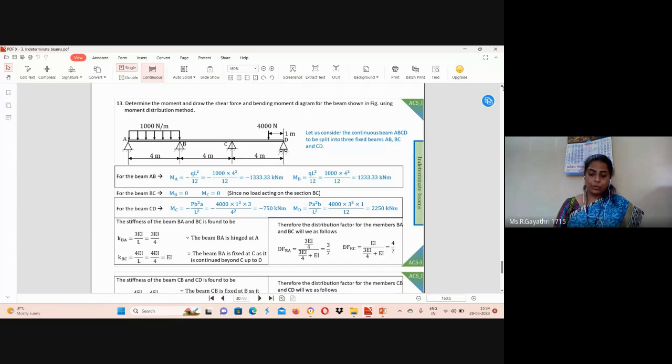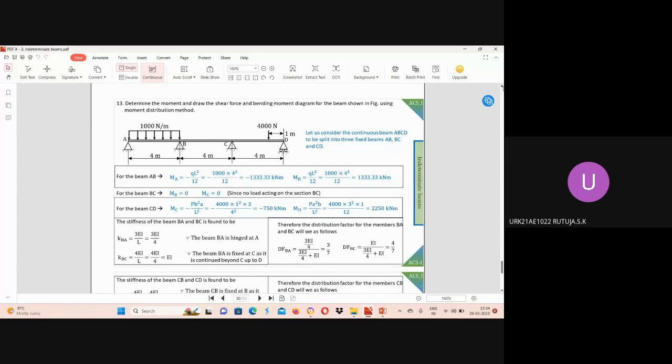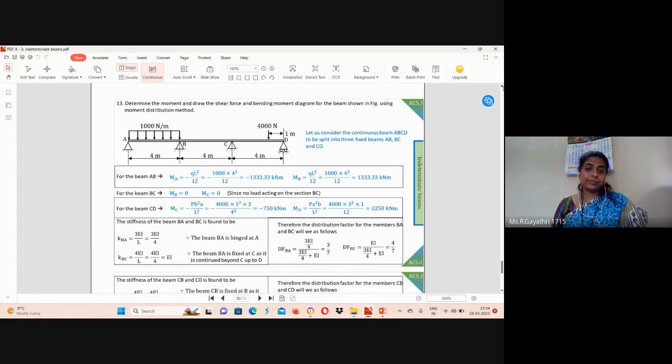L value is 4, B value is 1. 5 by 3 answer. 1.67. X D bar value is 1.67 meter. Okay, please note. LCD value is 4 meter.